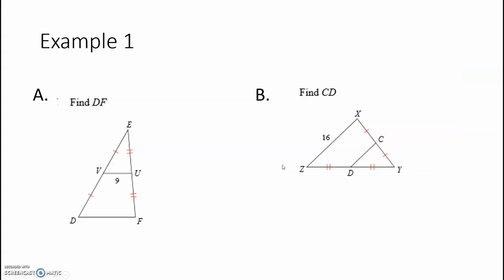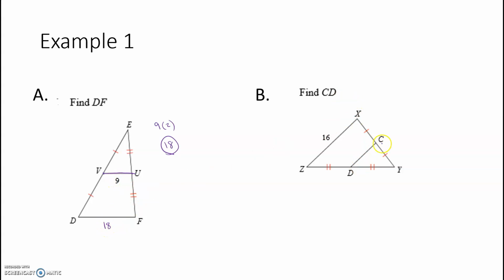So let's use it. So notice here, V is a midpoint and U is a midpoint. So VU is a midsegment. Well, that should be half of DF. So if half is 9, DF had to be 18. Right? All we had to do is 9 times 2. Again, whatever the side length is, the midsegment is half. Just double it to go the other way around.